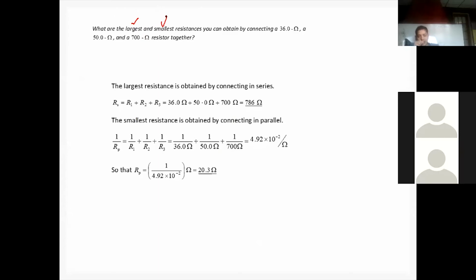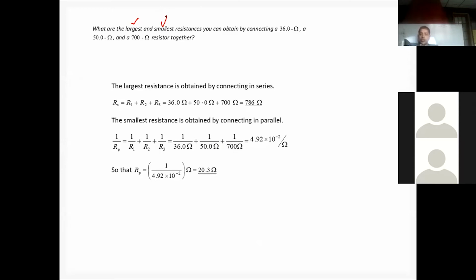So how do you get the largest? You have 2 combinations, right? One is series, the other one is parallel. Which one gives you the largest? Does the series give the largest, or does the parallel give you the largest? Series. Yeah, series, because in the parallel, the combination gives you smaller than each of them, right?